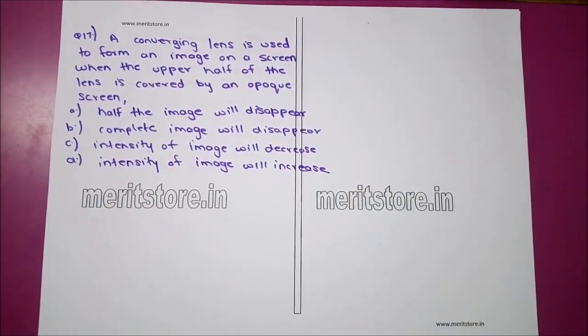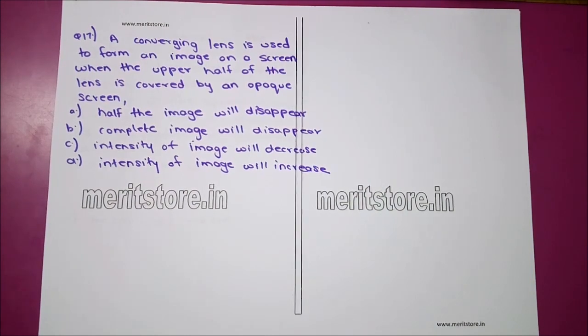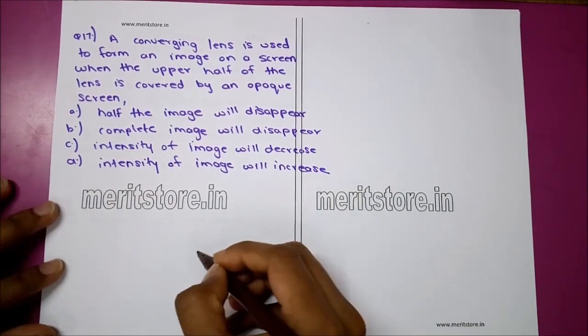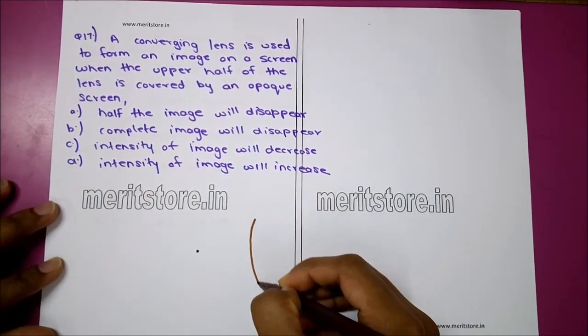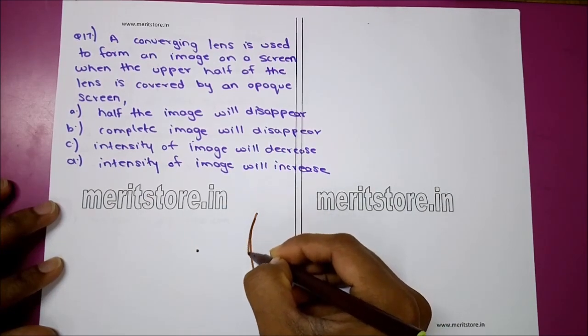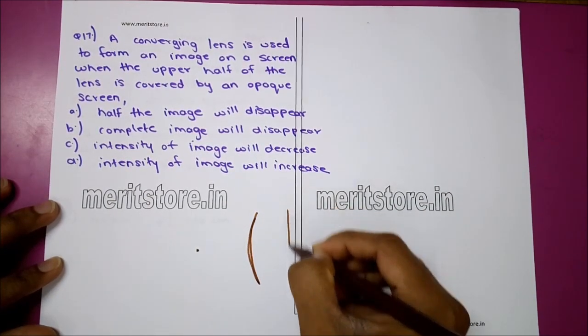A converging lens is used to form an image on the screen when the upper half of the lens is covered by an opaque screen. The options given are: half the image will disappear, complete image will disappear, intensity of the image will decrease, intensity of the image will increase. So let's assume this is an object over here, and this is a converging lens, and this is a screen.